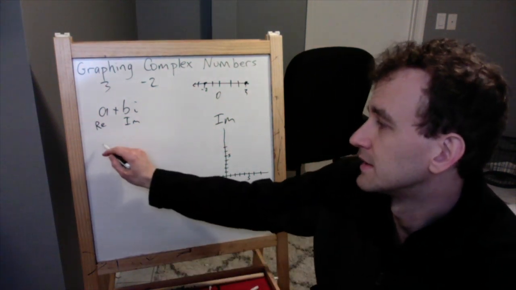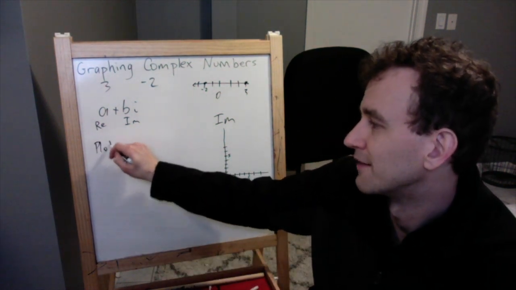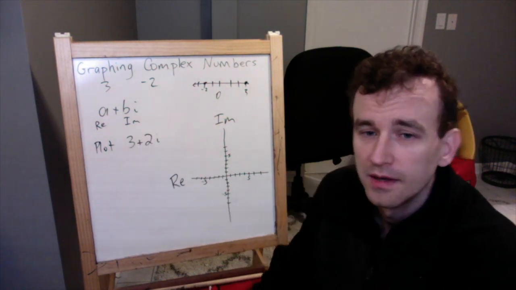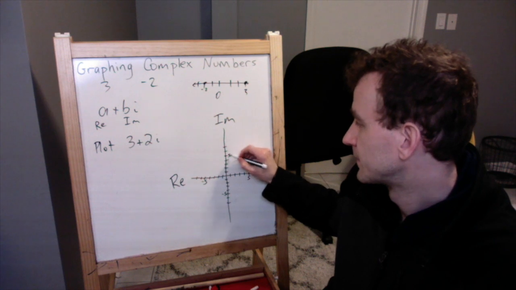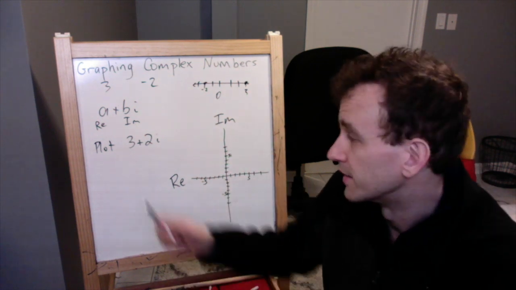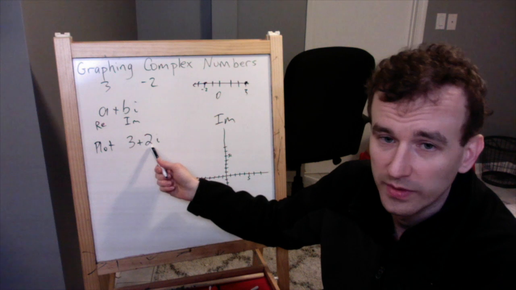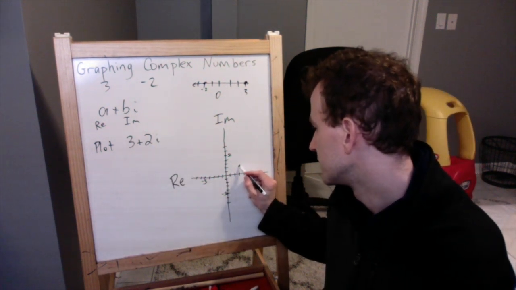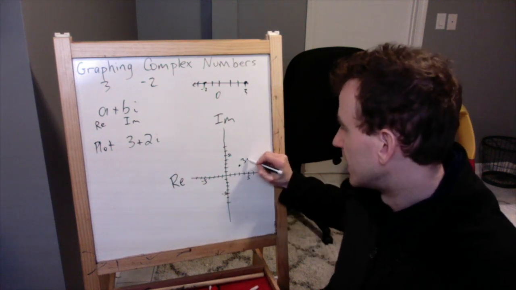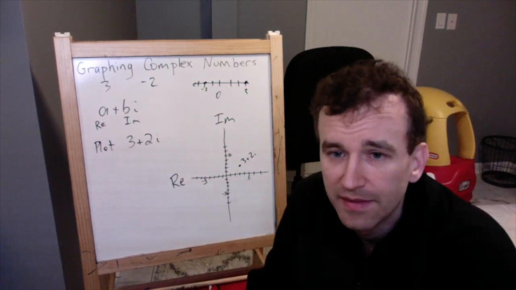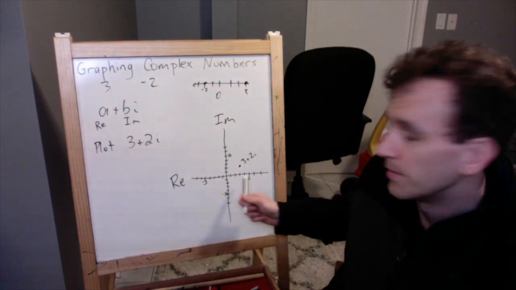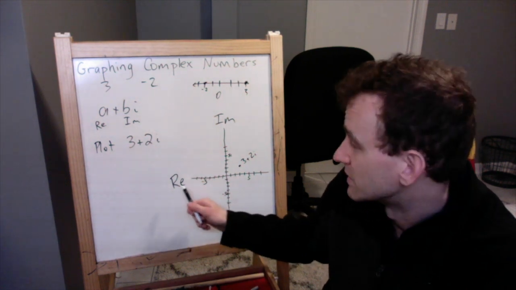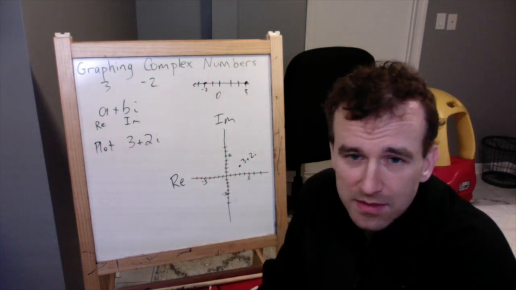So if I wanted to plot or graph, whatever you want to call it, 3 plus 2i, well, the real part is 3, the imaginary part is 2, so we can represent that as the point 1, 2, 3, 1, 2, as the point 3, 2 on a real imaginary plane. That is the point 3 plus 2i, just going 3 points to the right, 2 points up on a plane where the horizontal axis is real, the vertical axis is imaginary.